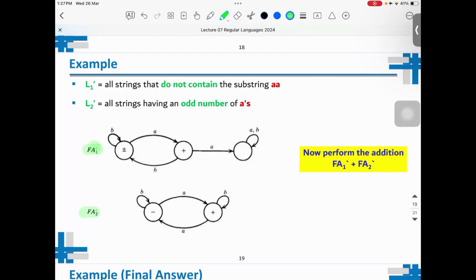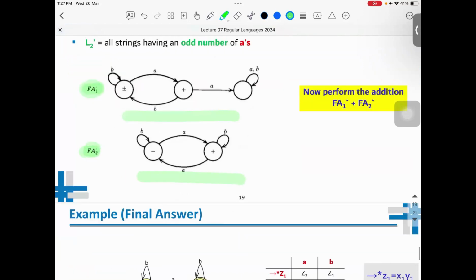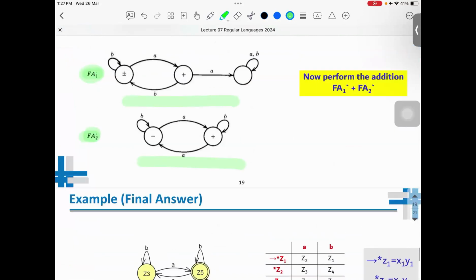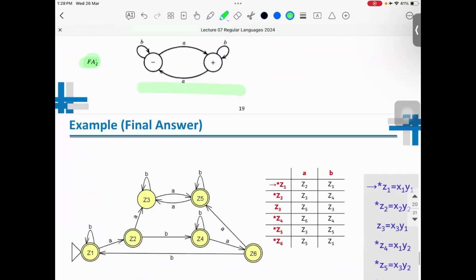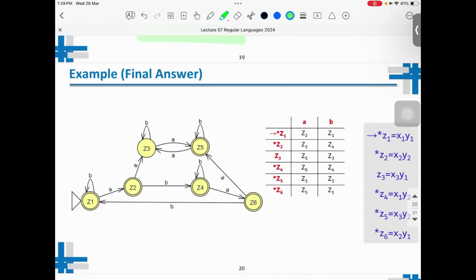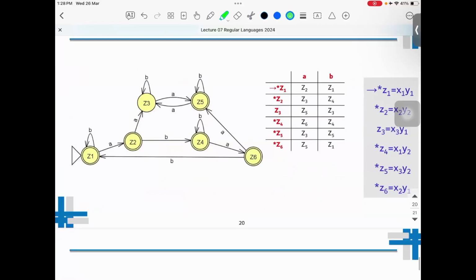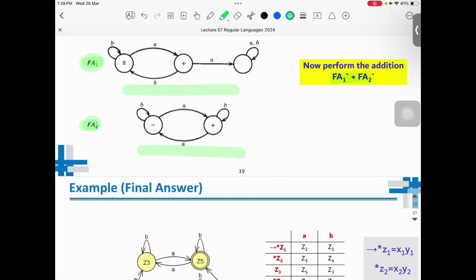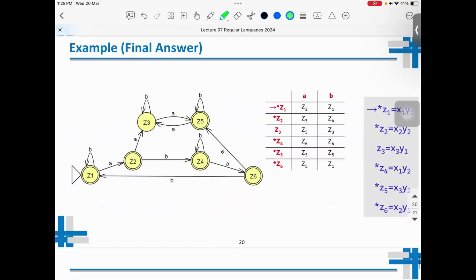So here we took finite automata 1 and finite automata 2, and we took their individual complements. After that, we take the union. We already know how to take the union; we actually did it in the Kleene theorem. Then after taking the union, we come up with whatever diagram we get, and at the end, we again need to take the complement. In the complement, we make all non-final states final. So this is the final answer.